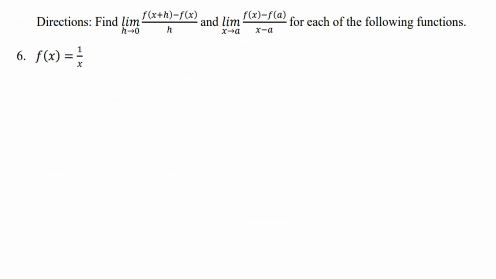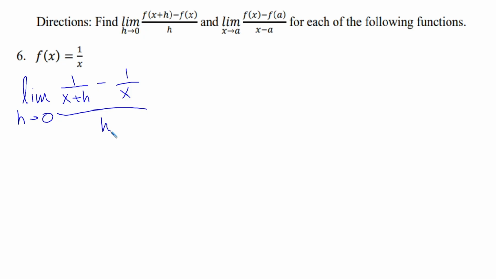All right, we're going to move away from polynomial functions. So we're going to now look at just the most basic rational function that there is. We're going to look at the reciprocal function. We'll start off with the limit as h approaches 0 of 1 over x plus h minus 1 over x, all over h, of course.